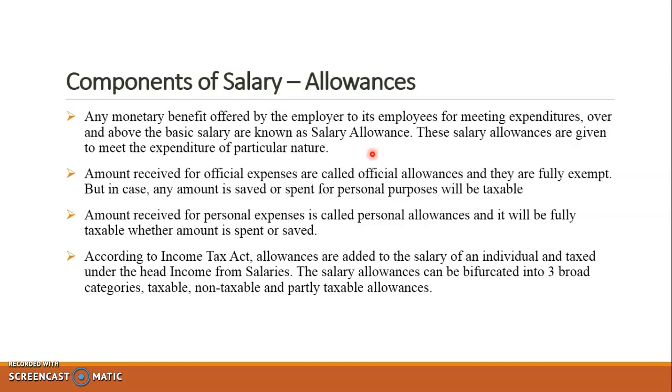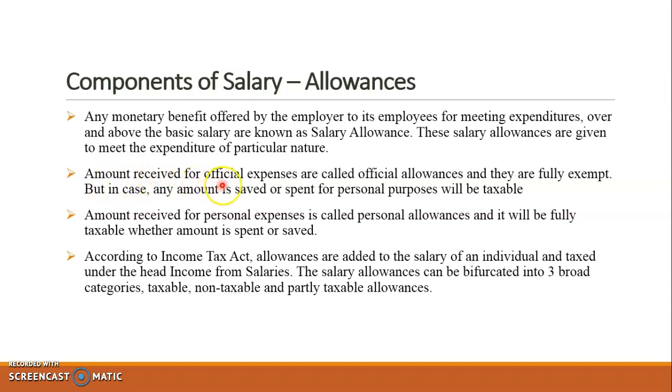Then next is allowances. Any monetary benefit offered by the employer to its employees for meeting expenditures over and above the basic salary is known as salary allowances. So there are various kinds of allowances which are in the form of monetary benefits, that is in the form of money, which is given to the employees. These allowances are given to meet expenditures of a particular nature. So it could be for official purposes or it could be for personal purposes. So there is different treatment for official and personal allowances.